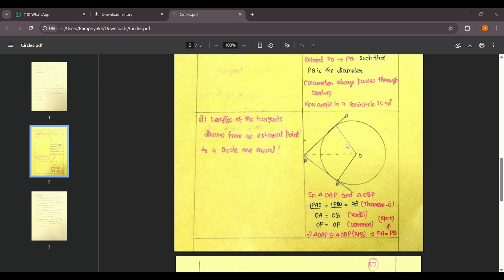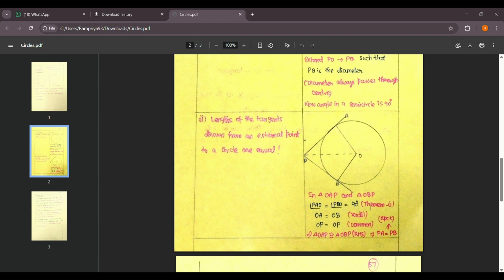So angle PAO should be equal to angle PBO. Both of them should be 90 degrees as per theorem 1. You should not write "theorem 1", you should write the theorem itself in your exam. And next, OA equals OB because both of them are the radii of the same circle, and you have a common side in both these triangles, which is OP.